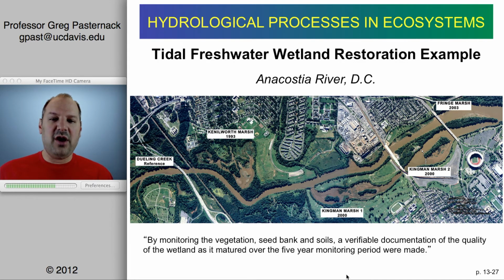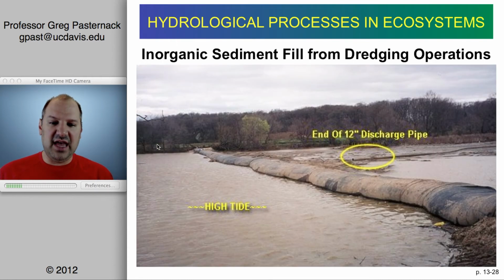Here's an example of our friend the Anacostia River in Washington, D.C. I presented information about this in the urban lectures as one of the most polluted rivers in America. There's been a lot of work in the lower part of this river, in the tidal area, to restore tidal freshwater wetlands. These labels show Kenilworth Marsh, Kingman Marsh 1 and 2, Fringe Marsh, and then a reference site. A reference site is a place that you think is functioning the way it's supposed to, and you use that to get ideas about what to do at the restoration site.